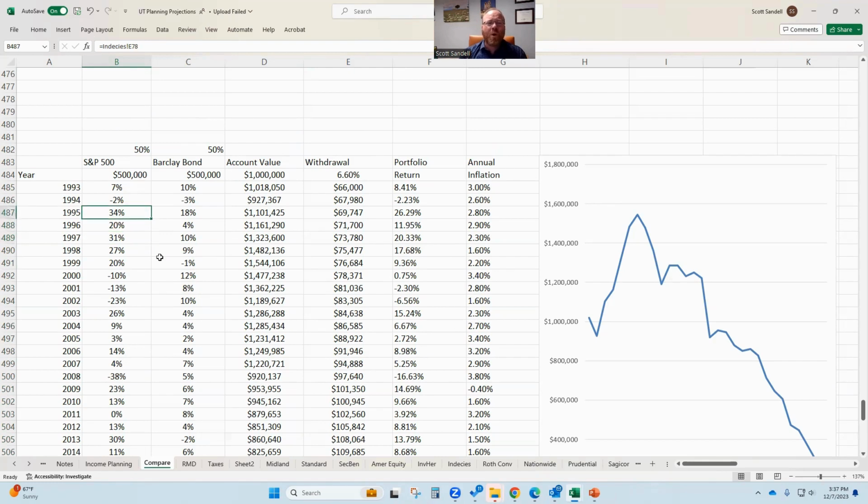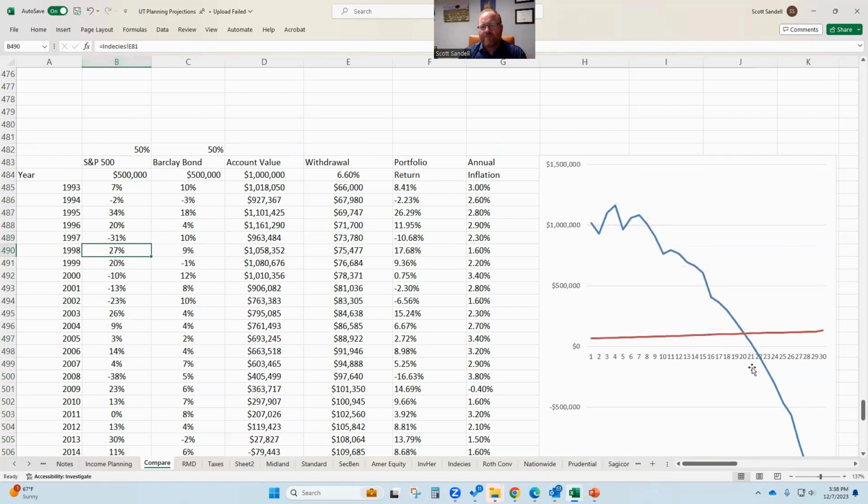I can change one number on here. Here, I changed that one last time. I'll change this one this time. I'll just make this one a negative. It doesn't matter which one I change. Boom. If you have one bad year, one big bad year early on, you're done. A portfolio, you have to adjust your withdrawal rate.